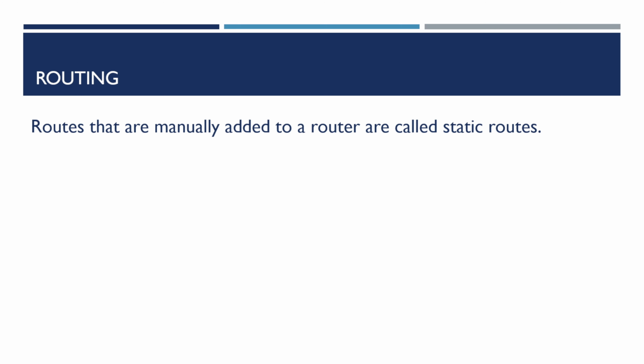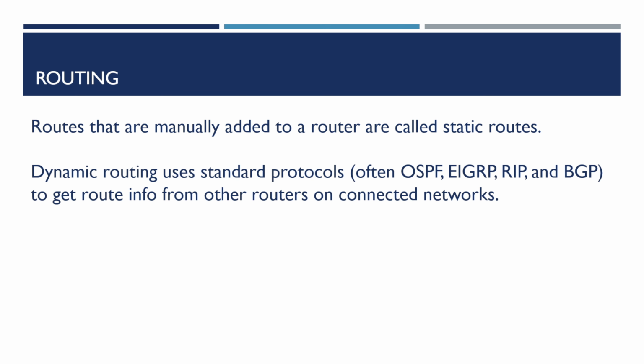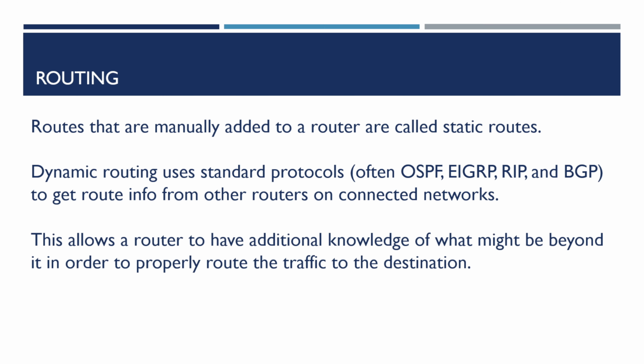Routes that are manually added to a router are called static routes. Dynamic routes use standard protocols, often OSPF, EIGRP, RIP, or BGP. We're not going to go into details on these, but these are general protocols for dynamic routing. It uses these protocols to get route information from any other routers that are on connected networks. This allows a router to have additional knowledge of what might be behind it in order to properly route traffic to the destination.